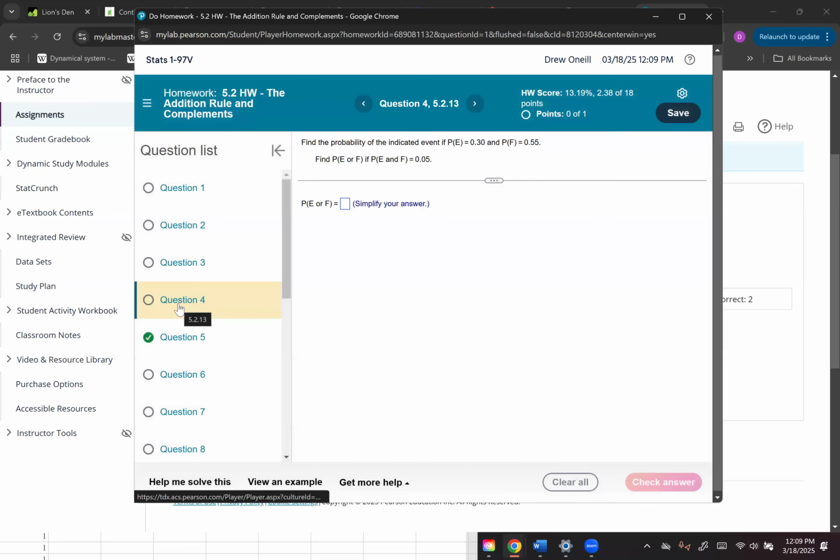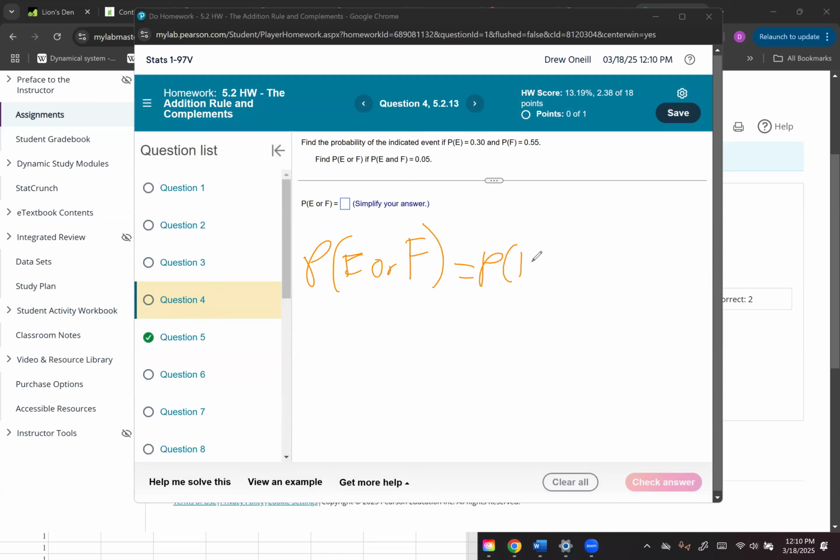Question four. Okay. So for this is a formula, and I'm gonna pull it up right here. Well, I'll just write it. Probability of E or F. This is in general. So the probability of something or something is equal to the probability of the thing plus the probability of the other thing minus the probability of the intersection of E and F. Okay. So that's just a formula. If you open view an example, that's exactly the formula it'll have.